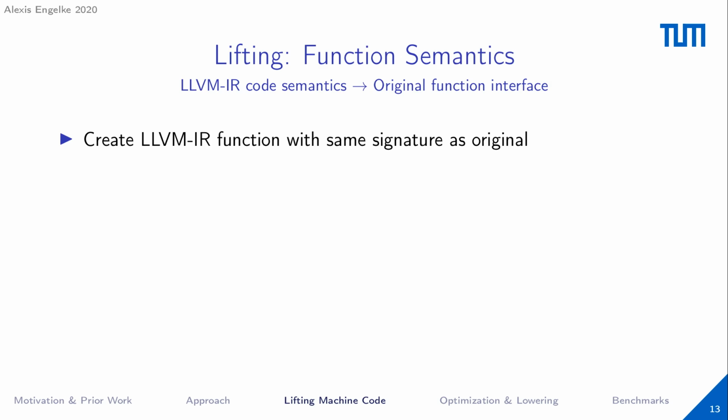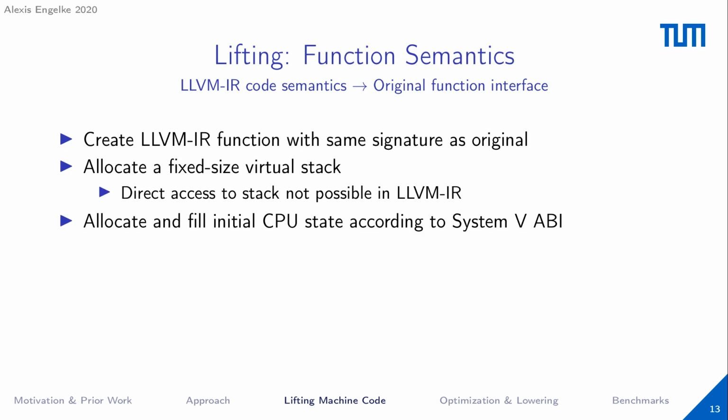In this function, we first make a stack allocation for a virtual stack, which must have a fixed size. This is necessary because naturally LLVM does not allow direct access to the stack. This size is application configurable as well and needs to be an upper bound of the potentially used stack space. We also stack allocate the CPU state structure and fill the structure with parameters according to the System V ABI and a pointer to the top of the virtual stack.